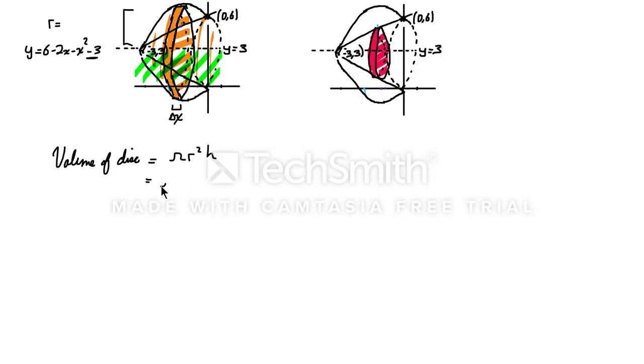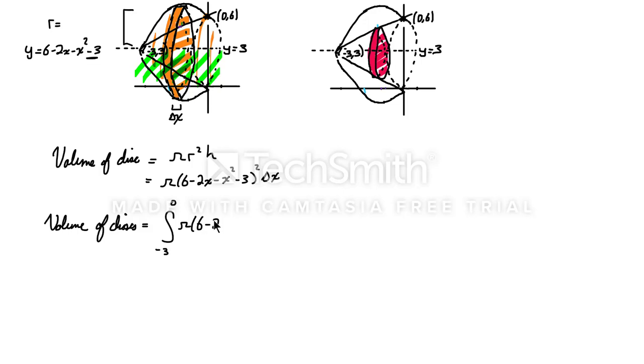The volume of a singular disk will be pi times (6 minus 2x minus x squared minus 3) squared delta x. And the volume of all the disks that come together to stack up and make this shape, that's disks with an S, plural, sorry about my handwriting there, will be the integral from negative 3 to 0 of pi times (6 minus 2x minus x squared minus 3) squared dx.